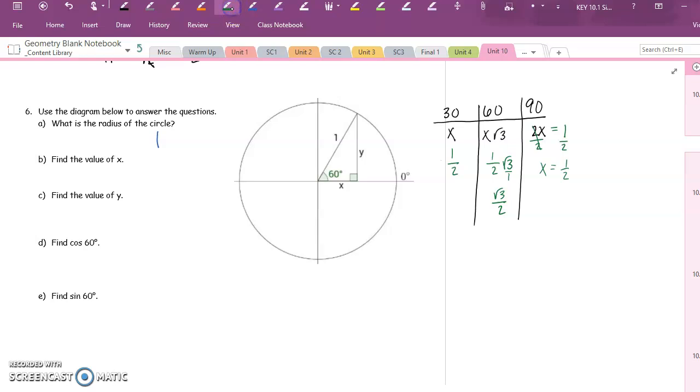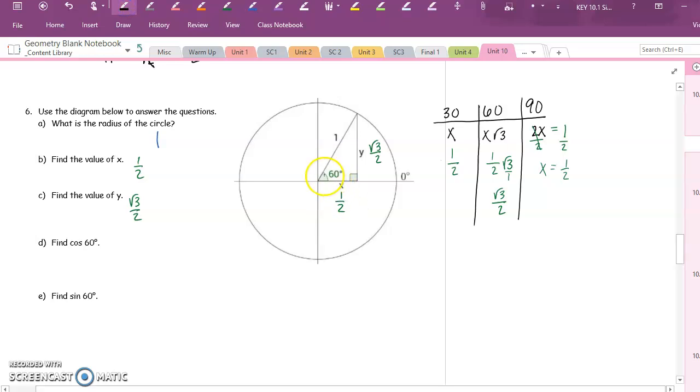Now across from 60 is square root 3 over 2. That happens to be y, so we're going to write down square root 3 over 2. And across from 30 is x, which is 1/2. If you are taking notes, you'll notice that those are opposite. The x and y are opposite of the 30, 60, 90 from above.